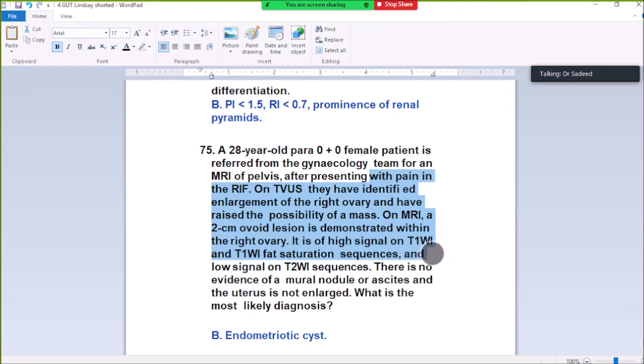It is of high signal on T1 and T1 fat saturated sequences and low signal on T2, so this is the endometrioma sign. It contains blood and other contents. There is no evidence of a mural nodule or ascites, and the uterus is not enlarged. Likely diagnosis: endometriotic cyst.